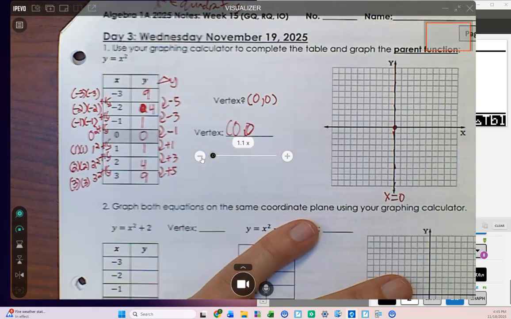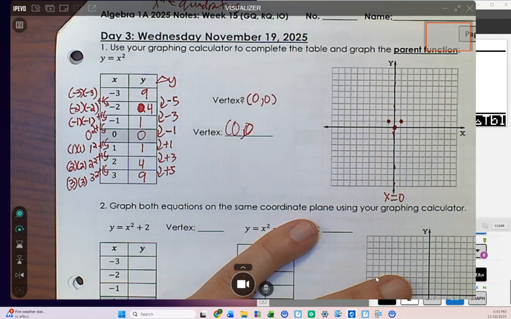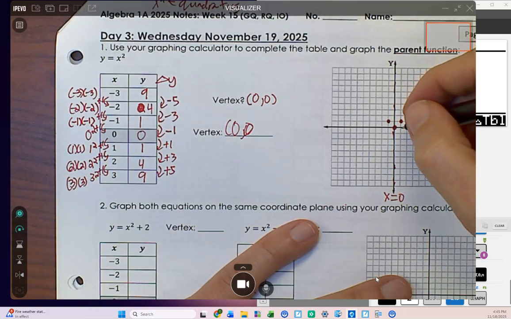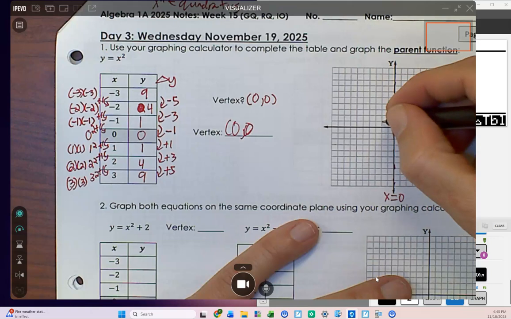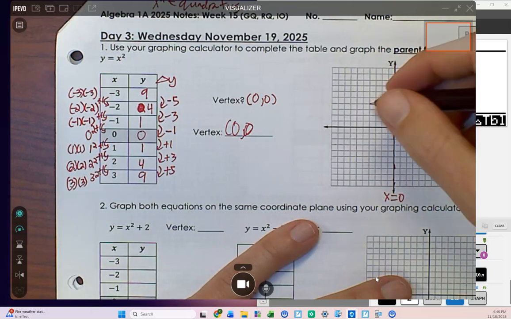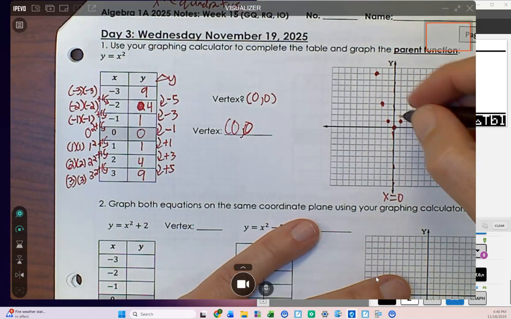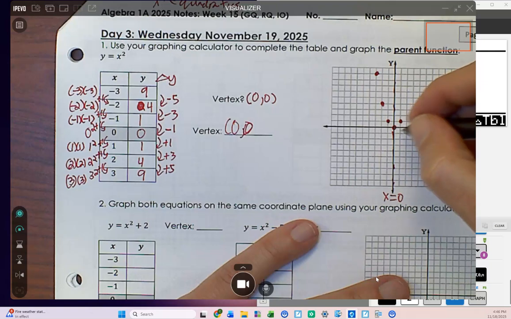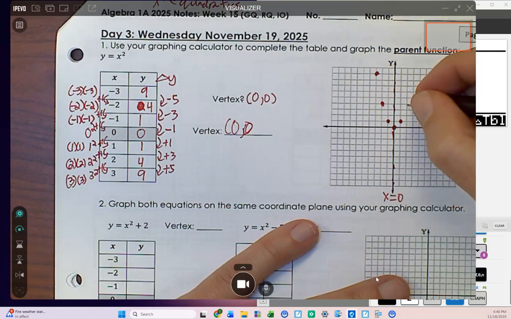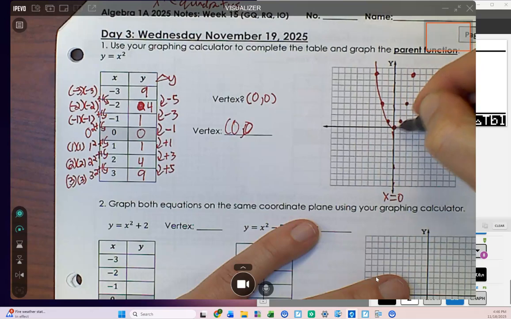Okay, so let's graph it. Okay, left 1, up 1. Okay, left 2, up 4. Left 3, up 9. So you can see the slopes are completely different. Right 2, up 4. 2 squared is 4. 3 squared is 9. So it kind of makes a curvature.